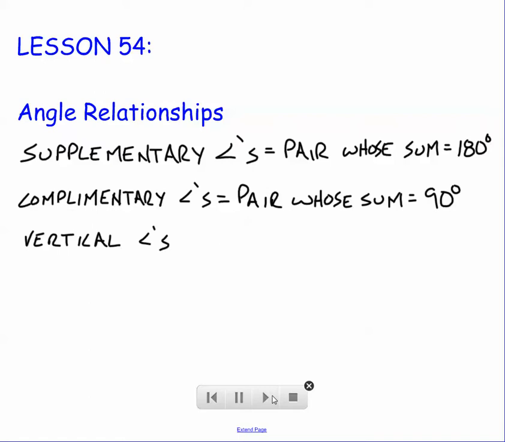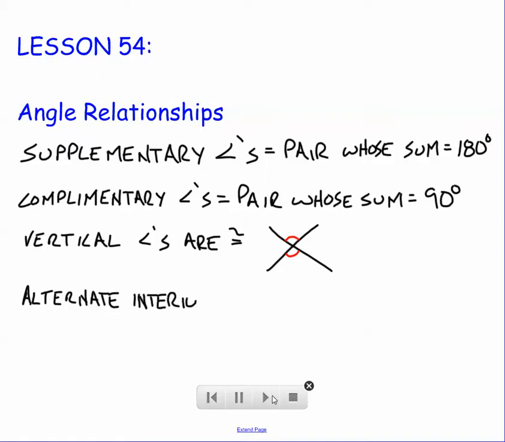We're also going to talk about vertical angles. Vertical angles are congruent. Let me show you an example. Two lines intersect. Those right angles are vertical angles, and they are congruent to each other. And then we've got alternate interior angles, which are also congruent. So if we have two parallel lines with a line intersecting them, here are some alternate interior angles.